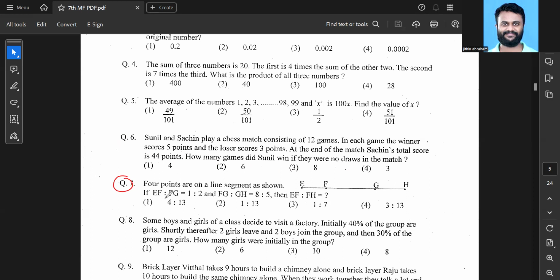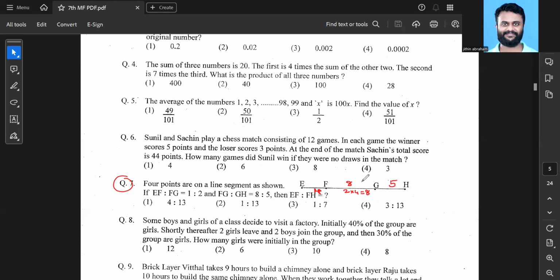In both the ratios which they have given, the common ground is basically FG. So let's make this FG a common number as well. When FG is 8, GH is 5. When EF is 1, FG is 2. Let's make this 2 also 8. How to make this 2 as 8? You multiply it by 4, it becomes 8. When you multiply by 4 over here, you multiply by 4 over here as well. So now FG is 8 for the first condition as well as the second condition. We have converted it to the same.